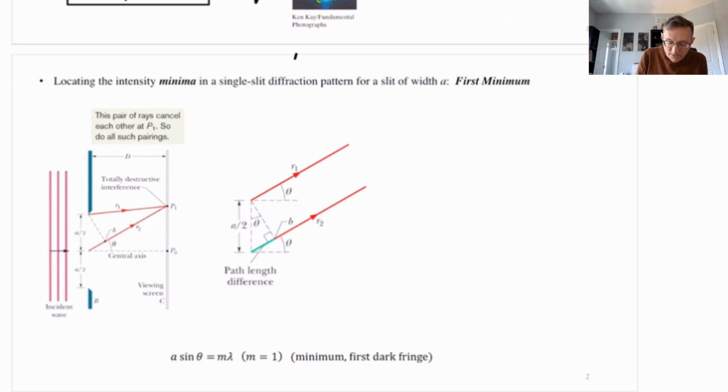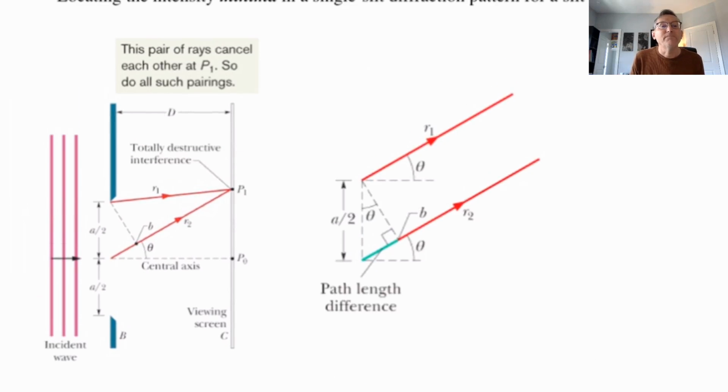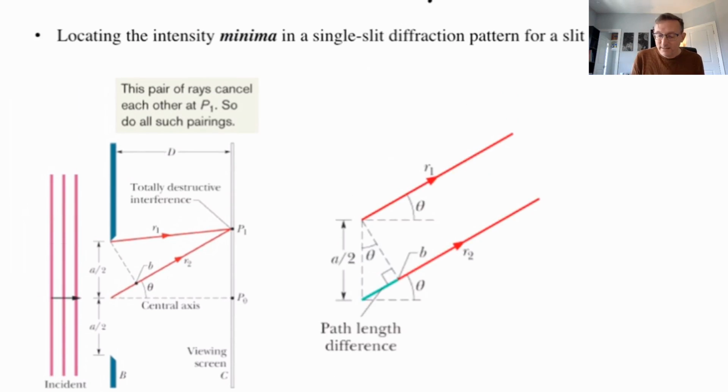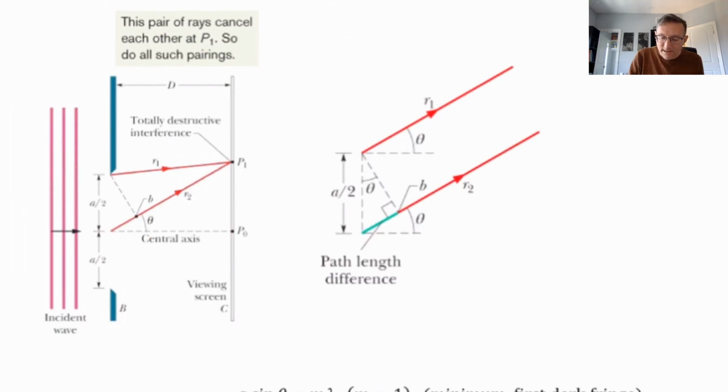All right. So, what we have here is a very schematic picture of the single slit geometry. Let me zoom in a bit so you can see it a little better on the left here. And what we want to do with this picture is locate the intensity minima in a single slit diffraction pattern of width a. And we're going to find the first minimum. The first. All right, now let me show you the geometry. We've got to be clear about it.